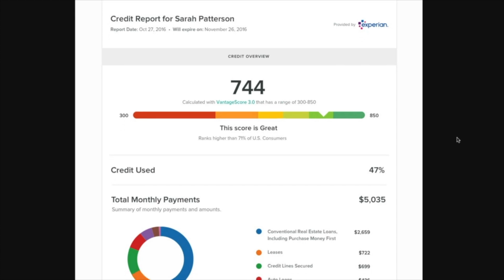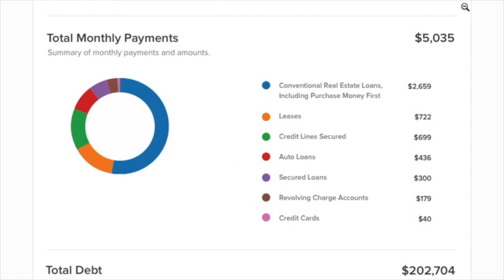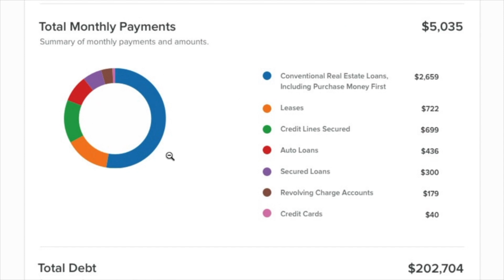So if we go ahead and scroll down, when it comes down here to total monthly payments, it gives you a nice little color grid illustrating what types of debts they're currently paying on. So it looks like this person has more than half of their debt related to real estate loans, that kind of thing. And then they've got some kind of a lease, line of credit, auto loan, secured loan, revolving charge account, and credit card. So they've got a pretty diverse array of different debts that they're currently paying on. And their total monthly payments are $5,035.